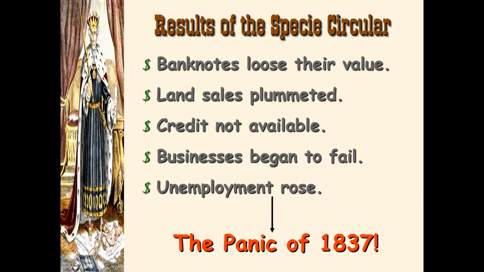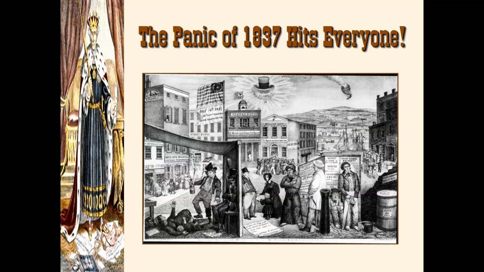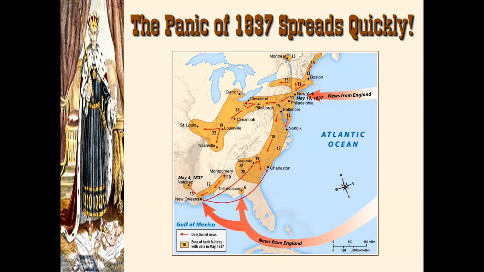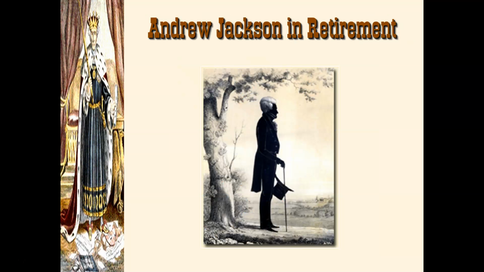If businesses can't get loans, if businesses can't make payroll, they fail. So if your business fails, all of a sudden you're unemployed. You get the idea, right? And so the Panic of 1837 hits really almost as soon as Van Buren gets elected and gets into office. What a way to come into a presidency. And it hits everyone.